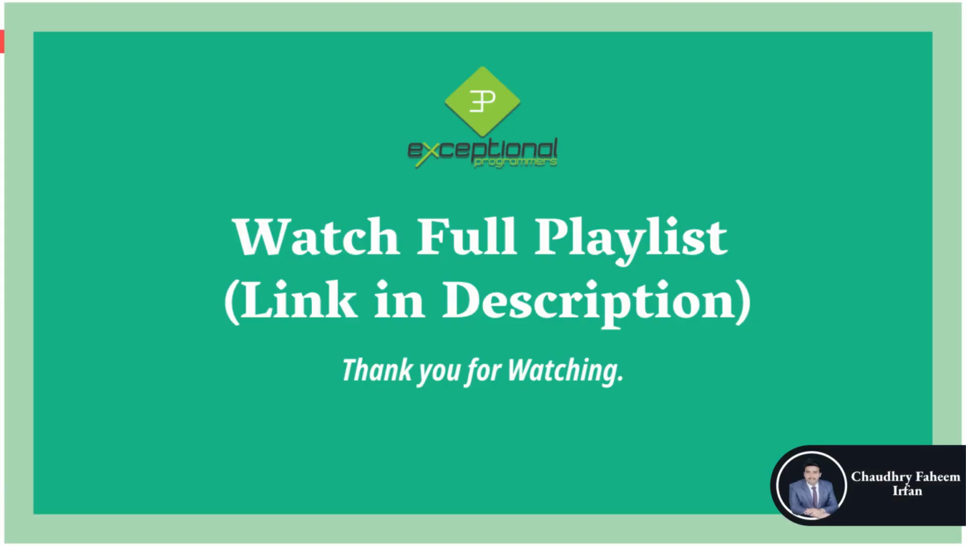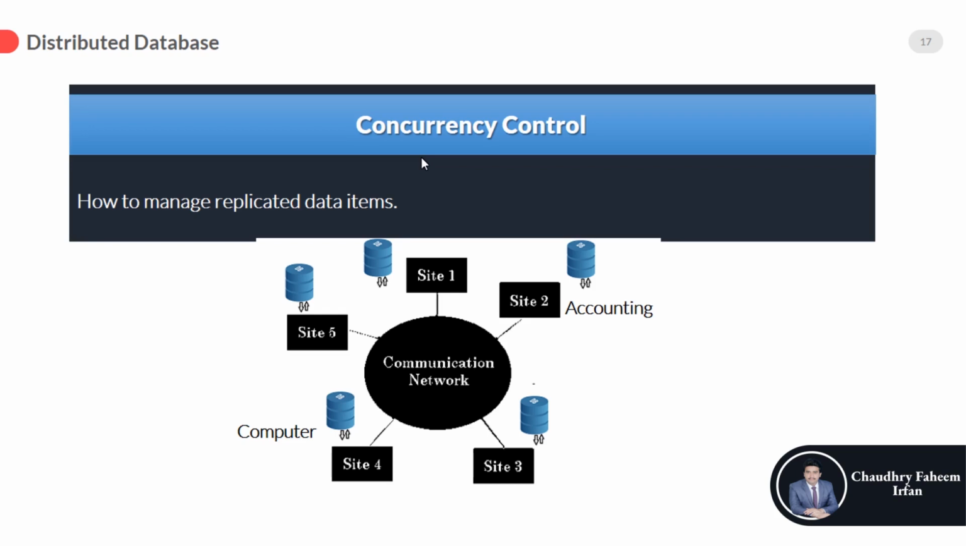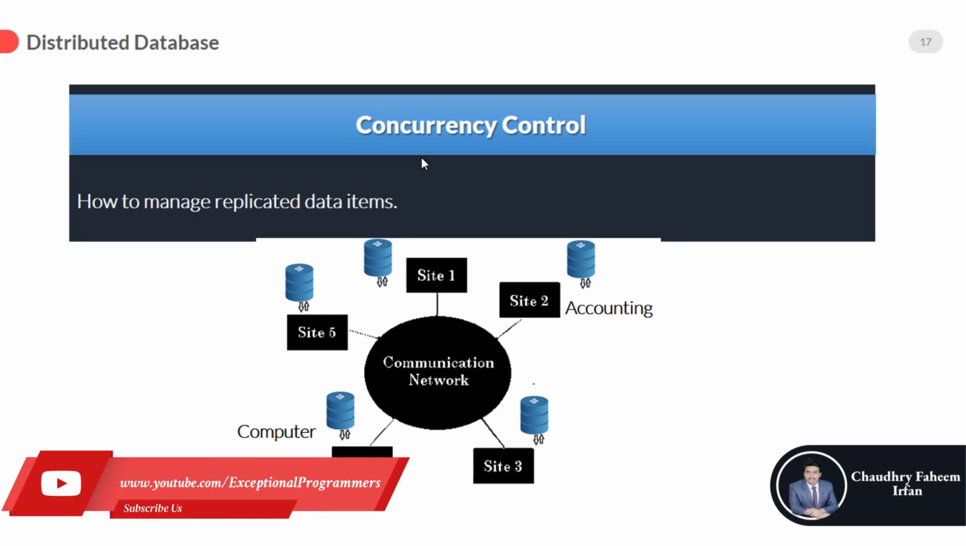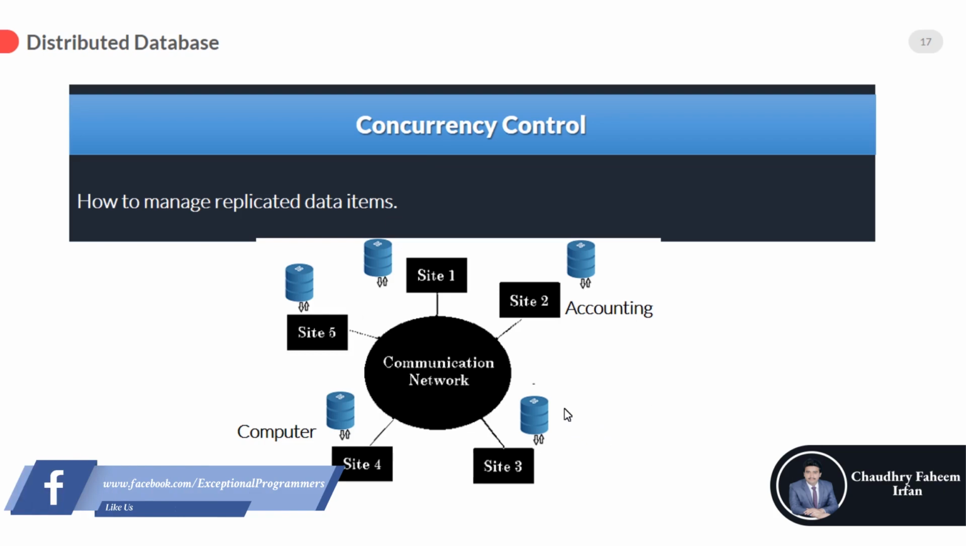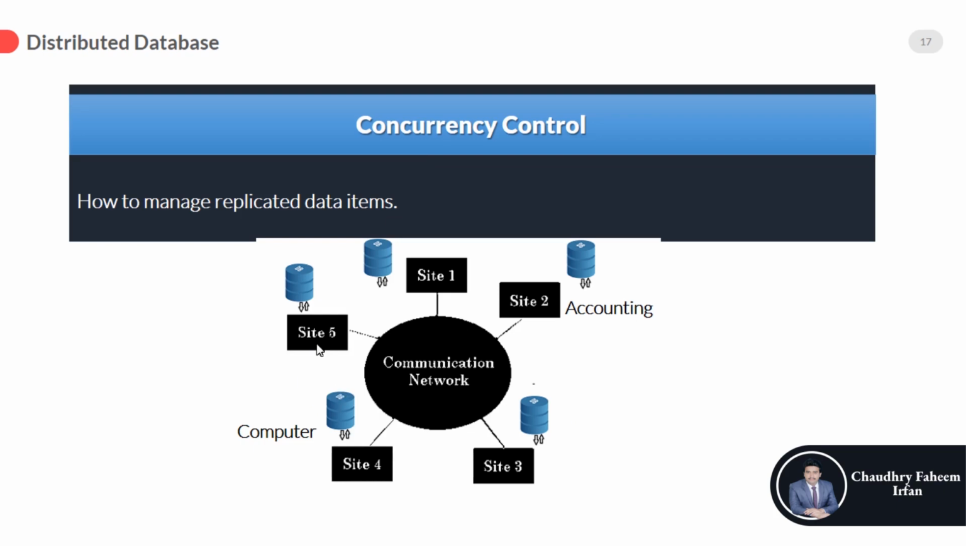Welcome to this lecture. Concurrency control is our next topic and it is very interesting: how to manage replicated data items. We know that in distributed databases, our fragments at sites 1, 2, 3 are divided at different sites. So there are some advantages and some disadvantages of replication and concurrency control.